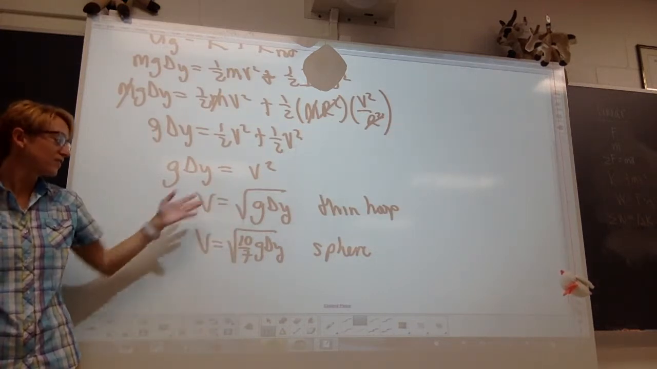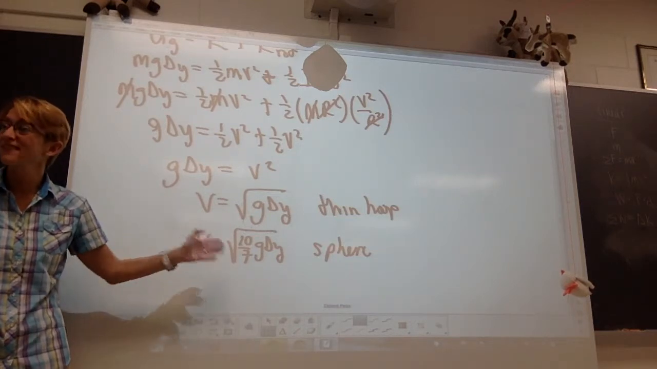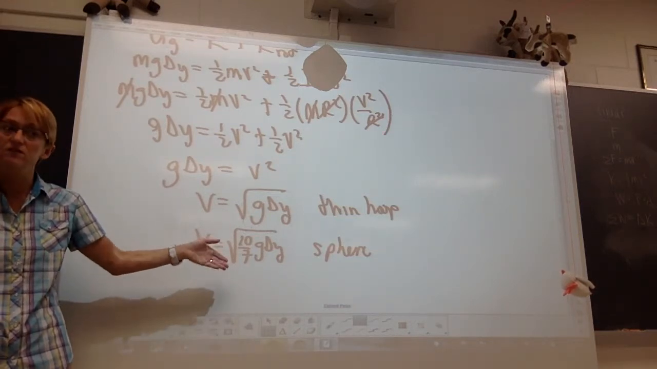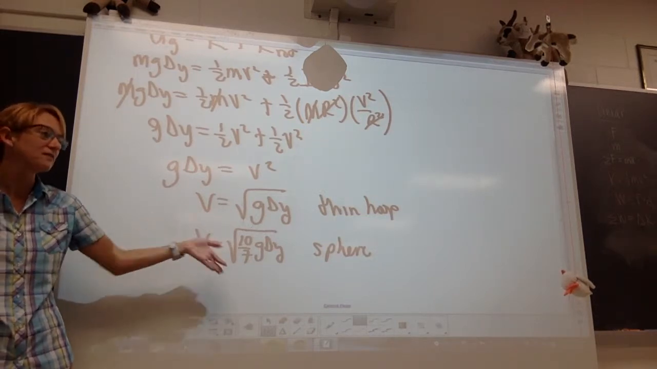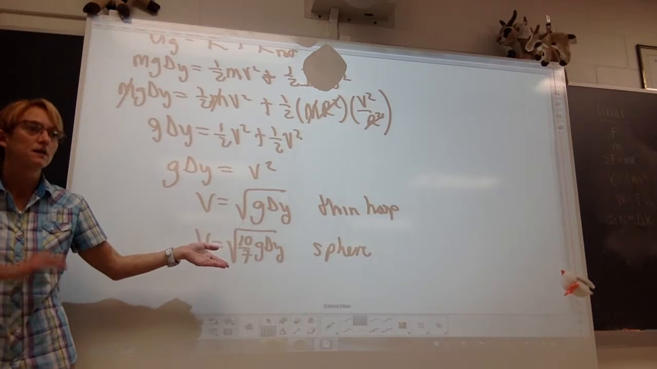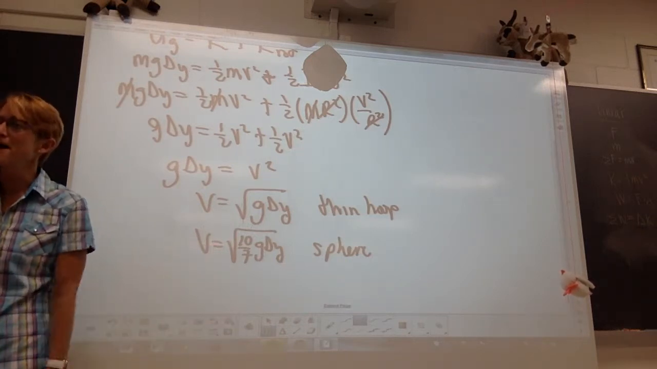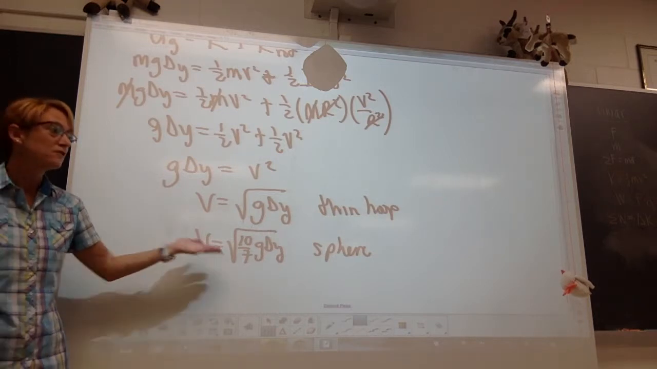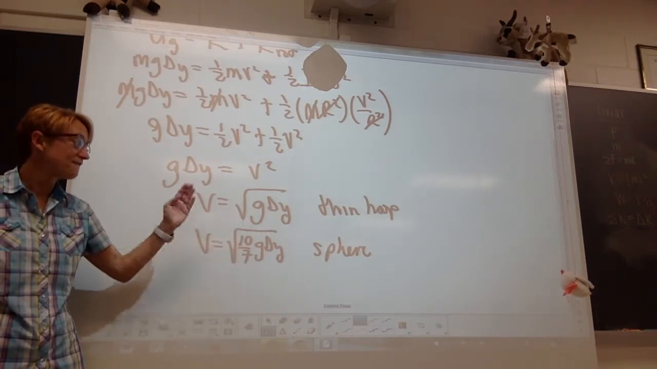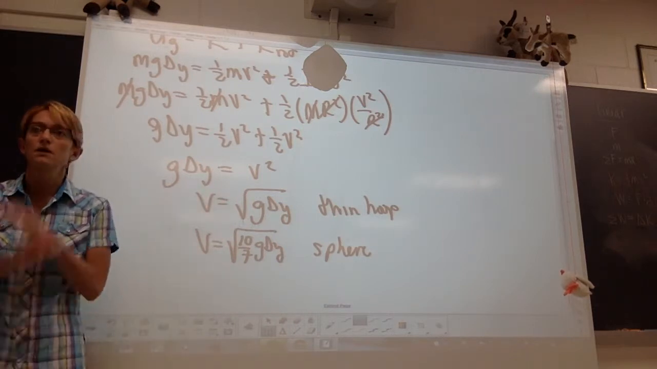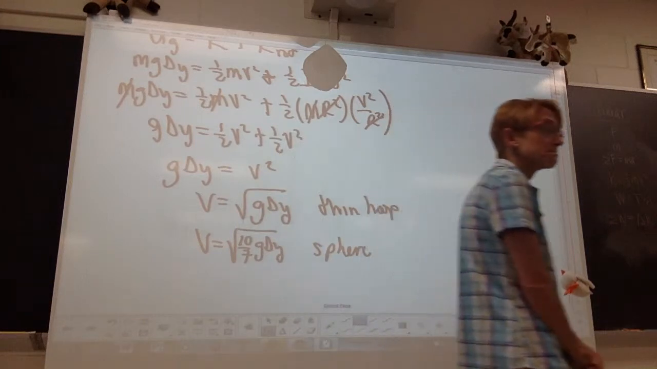So, of course, this velocity is the translational velocity of the sphere at the bottom of the incline. Will all spheres always have this velocity at the bottom of the incline? Yes. Always. It has to. Which just blows my mind. But it does. So, the sphere will always be root 10 over 7 faster than the thin hoop.